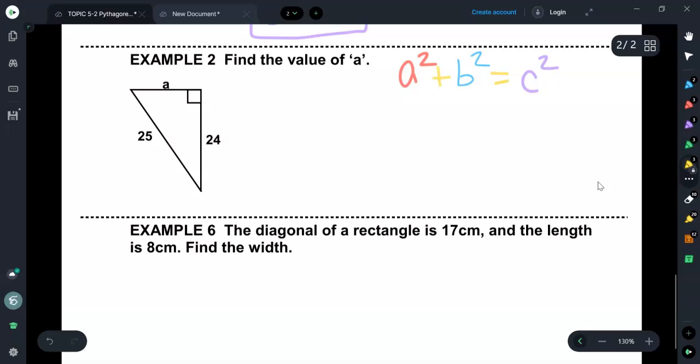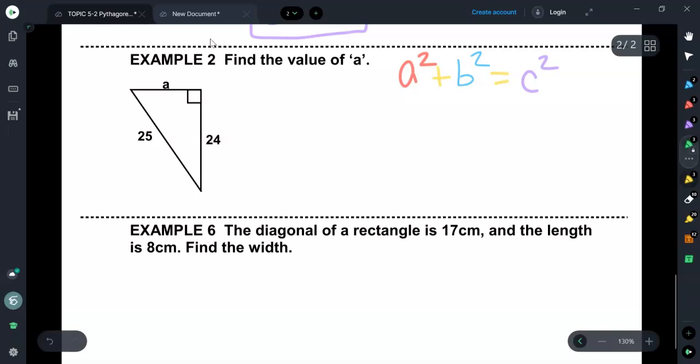But in this particular problem, I'm not looking for c. I'm actually looking for a. And again, it could be A or B. Just because I have the letter A there doesn't mean it's this one. A and B are either leg. Doesn't matter. But just because it says A, let's make it easy.